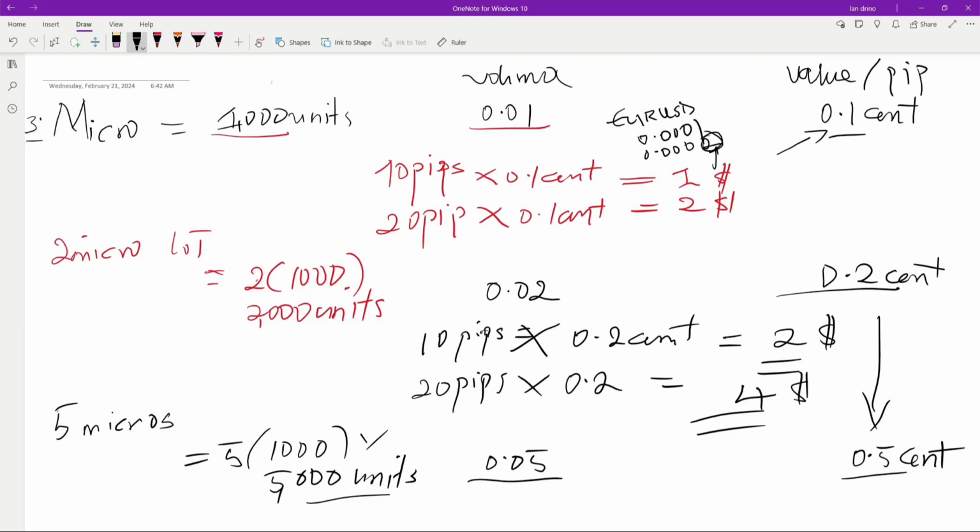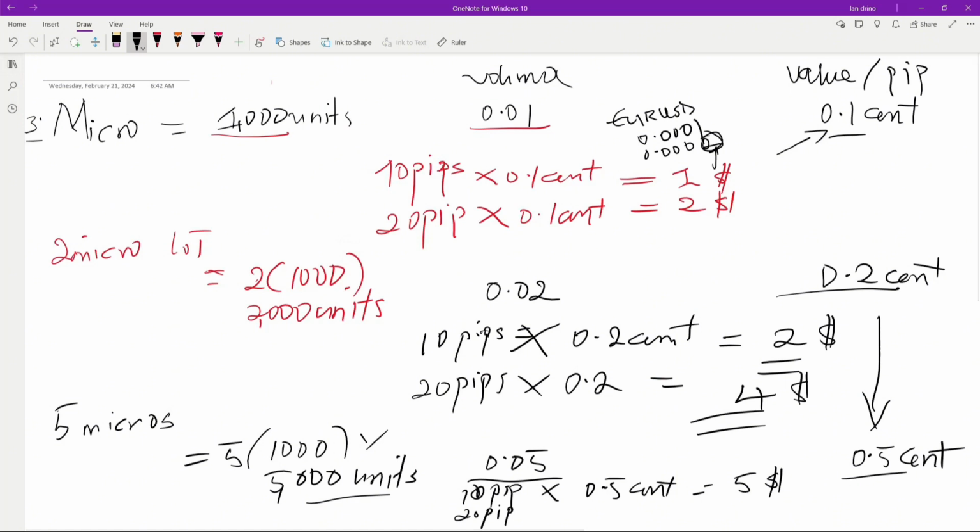Now, if the market moves in your favor by 10 pips and you are trading 5 micros, how much have you made? You are going to make 10 times the value per pip, 0.5 cents. How much will you be making? You are going to be making $5, just like that, with 10 pips. So you can go ahead and try 20 pips for 5 micros, 30 pips for 5 micros, and you are going to understand how all of this works. I hope this is clear.